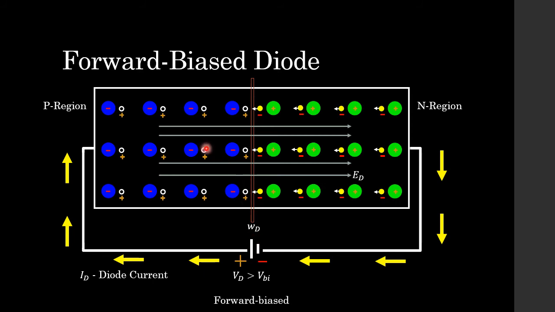On the other end, we have our positive majority charge carriers, which are holes in the P region. They will flow in the same direction as this electric field ED and in the same direction as conventional current into the negative terminal of the battery. And that, students, is what happens in the forward biasing condition of our diode.